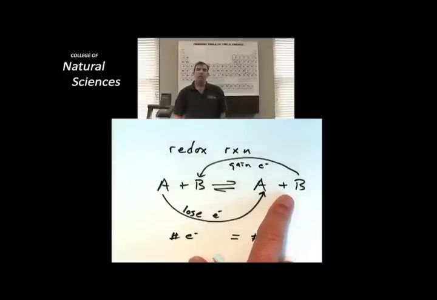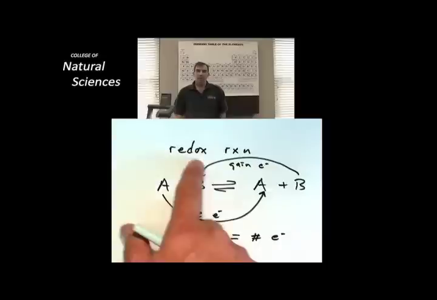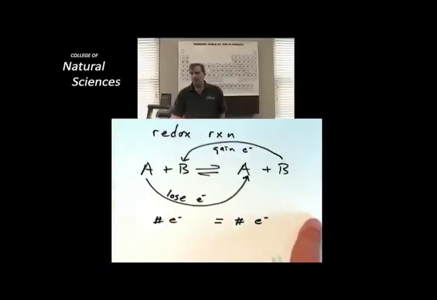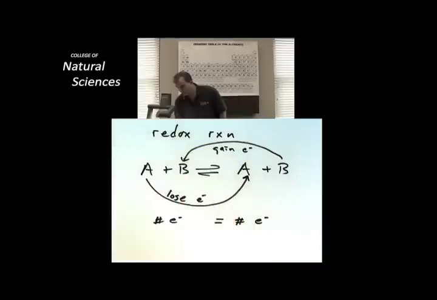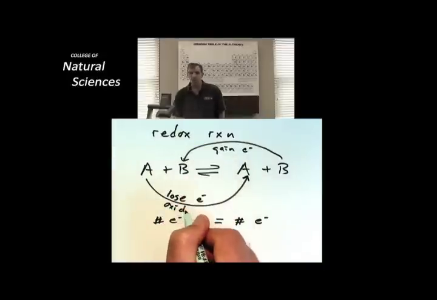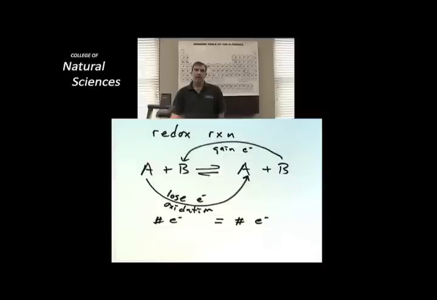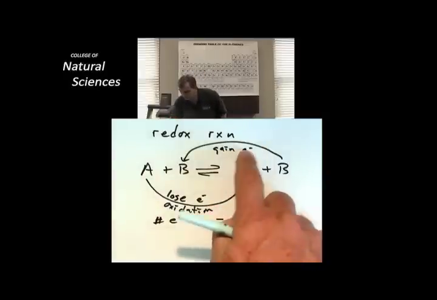If I add up all the charge on A and B and it's -6, then I better have all the charge on the right-hand side add up to -6. But I know a reaction is undergoing a redox process if the number of electrons going one direction is balanced by the number going the other. So what are some examples? One other thing: there is a name that we give to losing electrons and a name that we give to gaining electrons. The process of losing electrons is known as oxidation, and the process of gaining electrons is known as reduction.